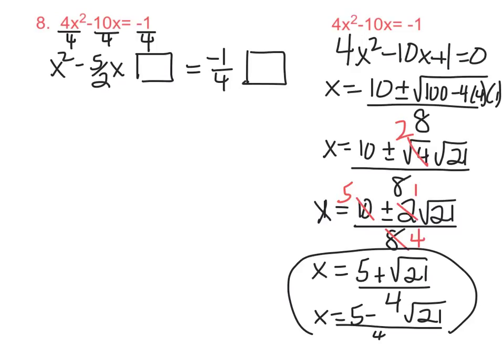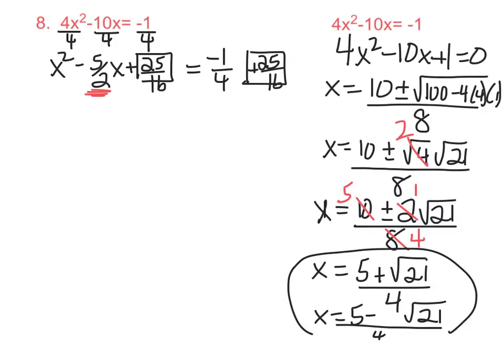All right, so what I'm looking for is I want to have half of this middle term here, which will end up being 5/4, and then I need to square that 5/4. So I square the top, which will give me 25, and I square the bottom, which will give me 16. So I have a plus 25 over 16 over here, and I have plus 25 over 16 here.